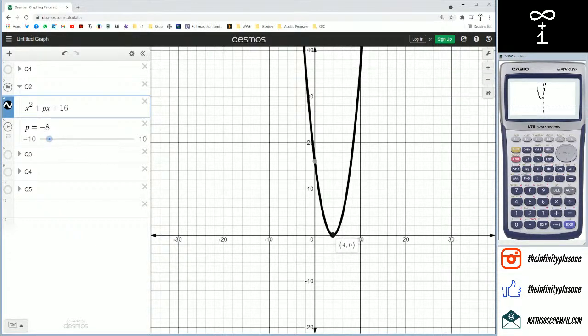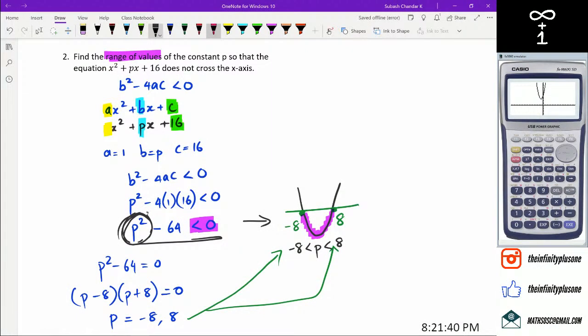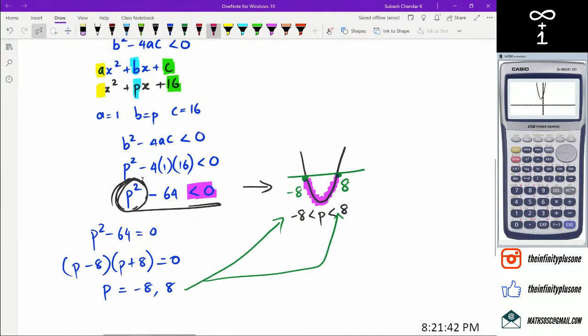I'm just trying to show you guys what you're actually trying to calculate with these questions. Sometimes you've got two parabolas here. The first is the original parabola you're dealing with, but the p squared minus 64 parabola is something that we're trying to use to find out the range. That's the whole purpose behind this.